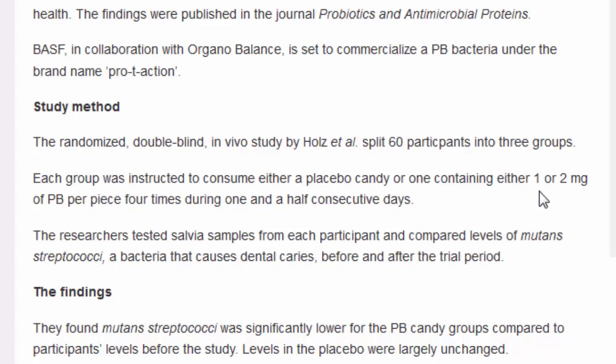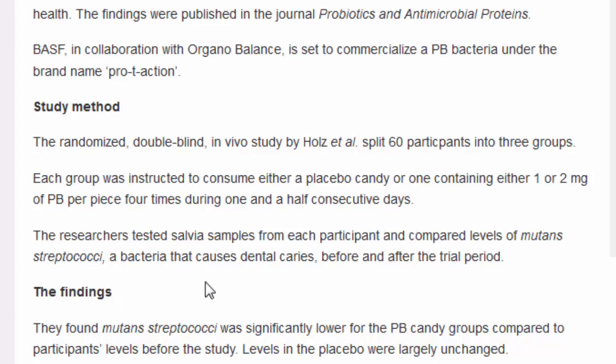And then the second group got 1 milligram of it, and the third group got 2 milligrams of it. They ate this 4 times during 1.5 consecutive days. All right, let's look at this a minute. They only did this for 1.5 days. That's it. Interesting, I would say.